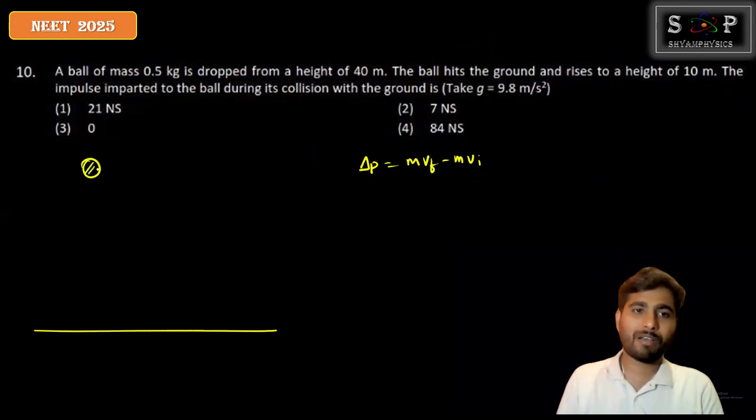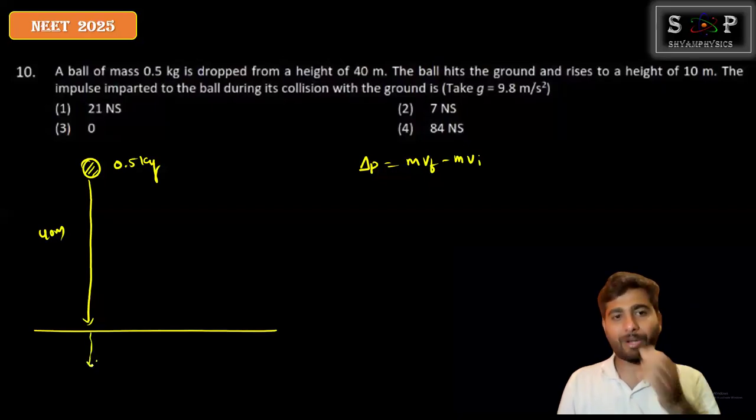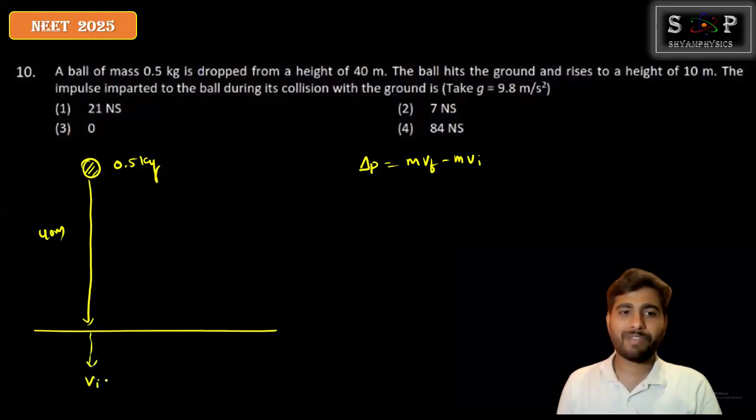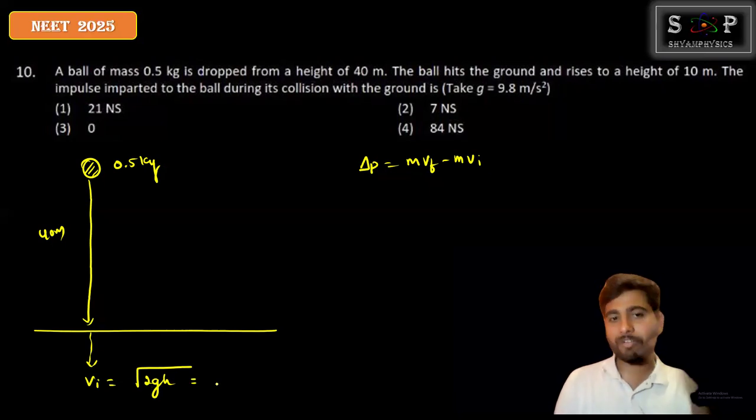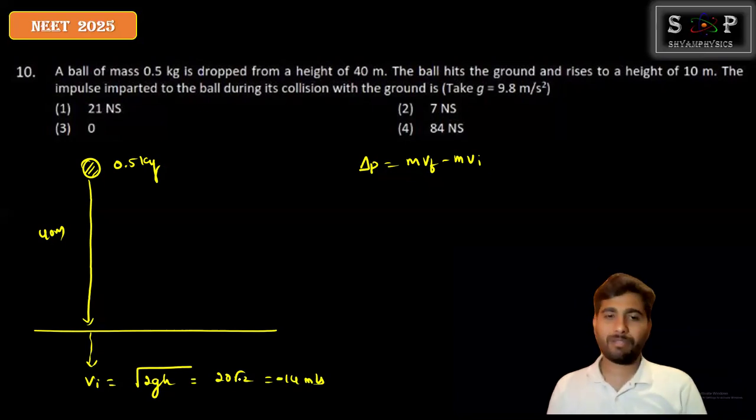Suppose the ball of 0.5 kg is dropped from a certain height, that is 40 meters. The velocity with which it hits can be written as the square root of 2gh. Here h is 40, so 40 into 10 is 400. Taking 400 out of the root, it is 20 root 2, which is nothing but about 28 meters per second, acting in the downward direction.